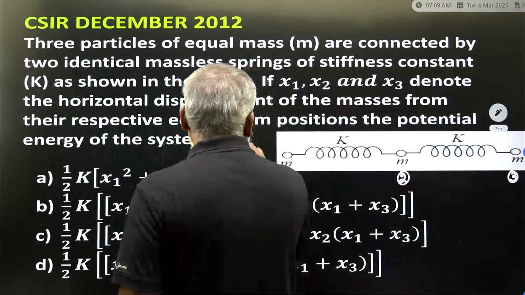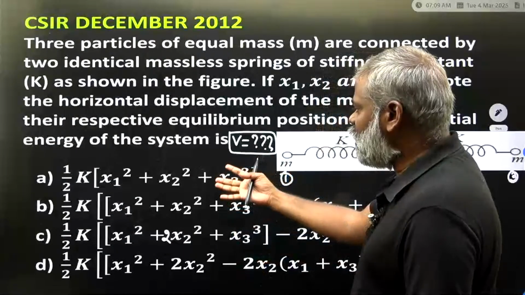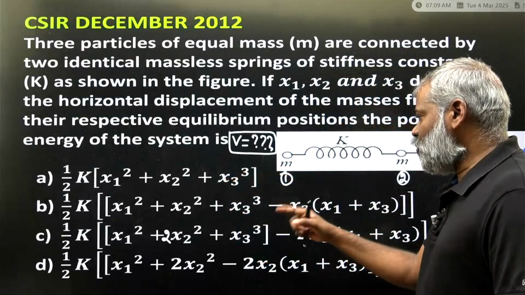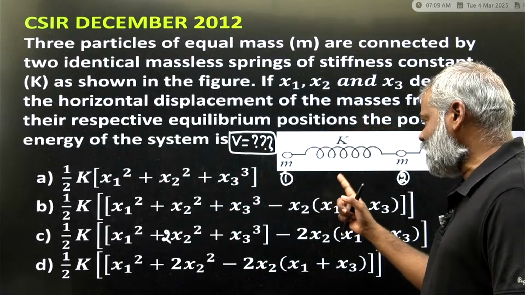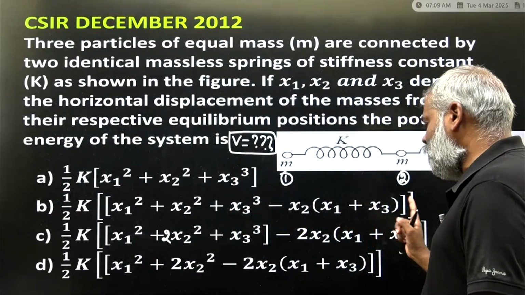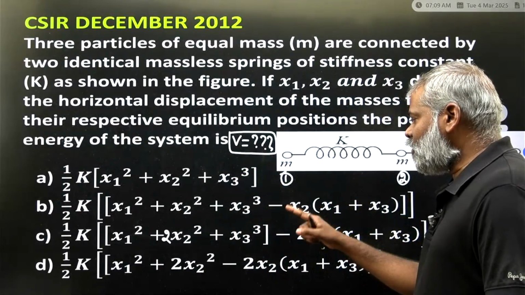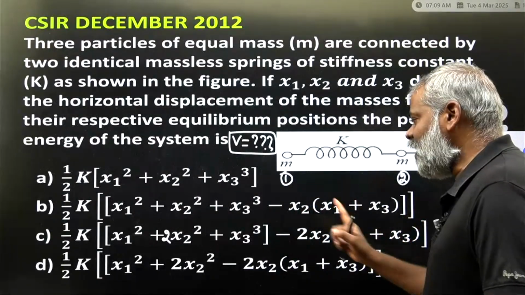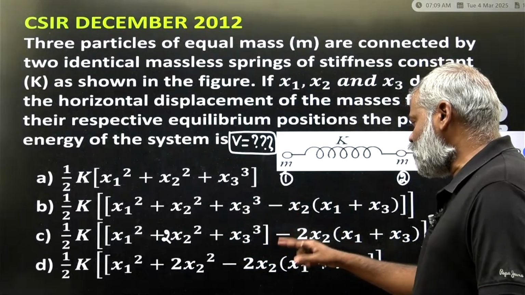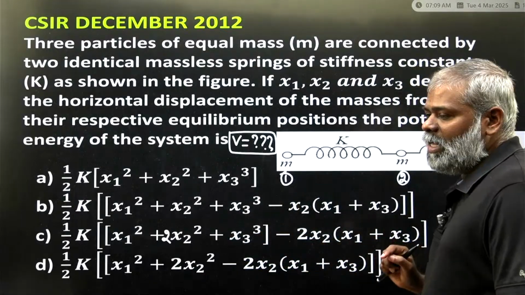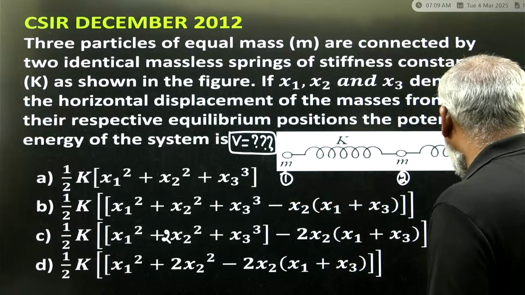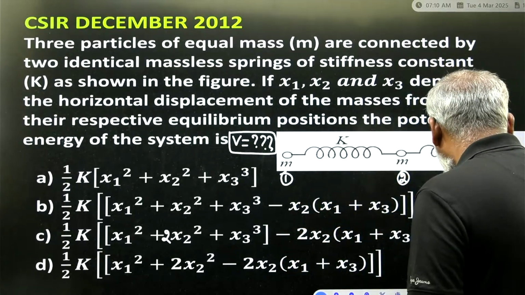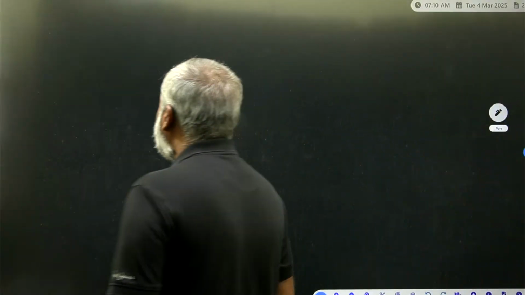The options given are: 1/2 k (x1² + x2² + x3²); 1/2 k (x1² + x2² + x3² − x2(x1 + x3)); 1/2 k (x1² + 2x2² + x3² − x2(x1 + x3)); 1/2 k (x1² + x2² − x2(x1 + x3)). They are asking which answer is suitable. Clear? Now let us solve the problem neatly.